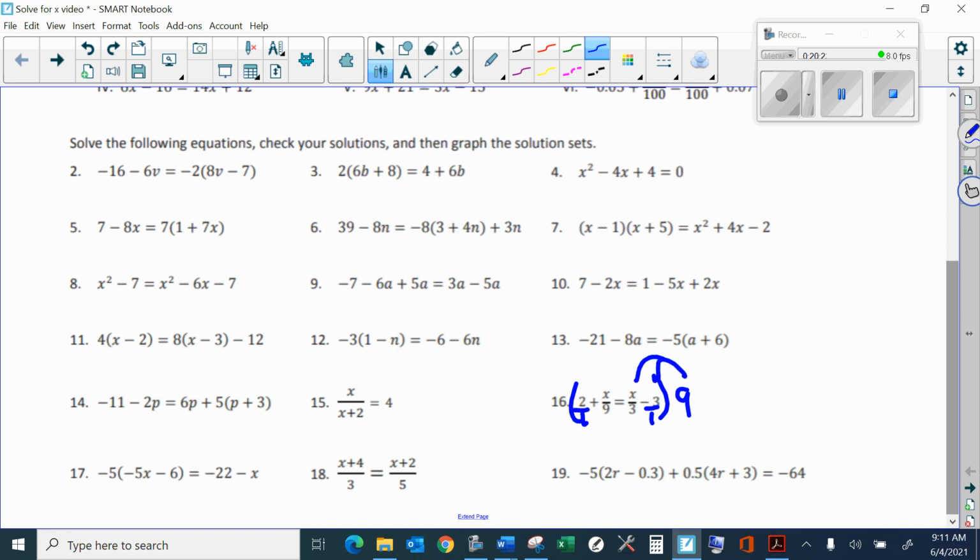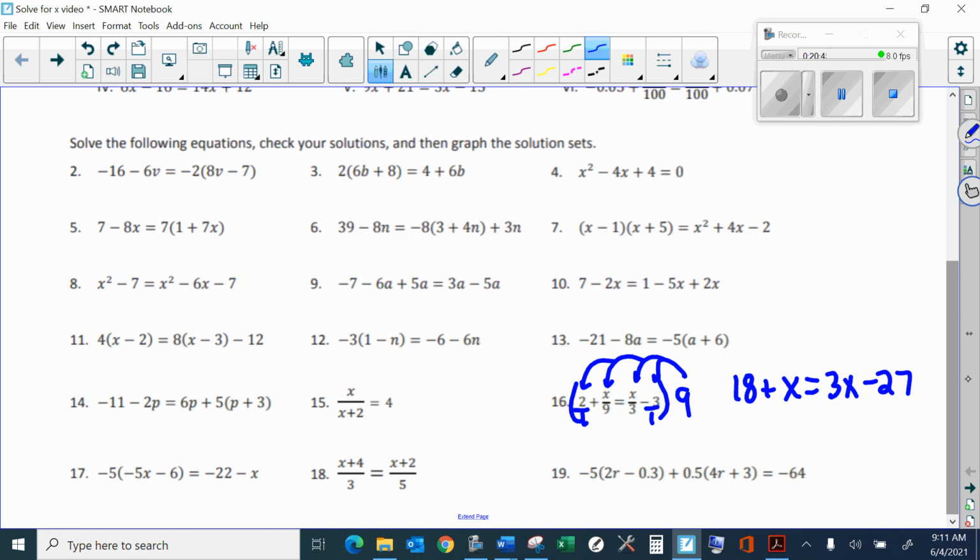Draw your arrows so you don't forget. Distribute through each one. So I have 9 times 2 is 18. Plus 9 divided by 9 is 1 times x is x. 9 divided by 3 is 3 times x is 3x. And negative 3 times 9 is negative 27.